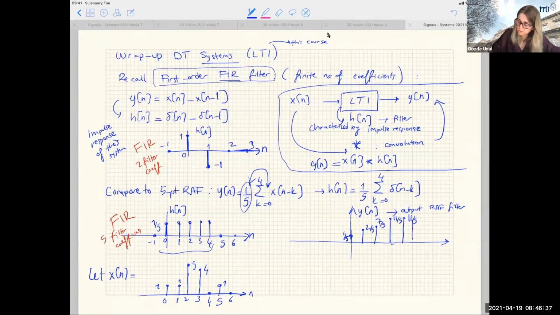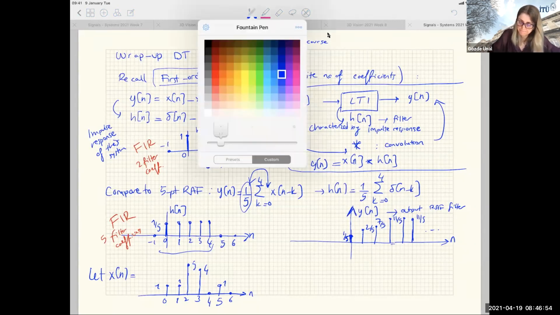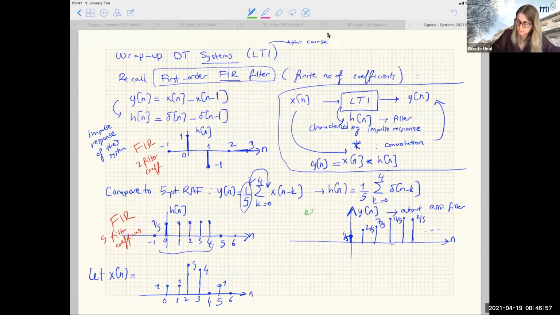Actually, it's more 11 over 5 here, one more. Please calculate this as an exercise. Over 5, and actually I didn't even complete it, but you can do it, please, as an exercise. So let's calculate the output y of n for both filters, given, of course, this x of n, okay? So this would be the first output, y RAF.